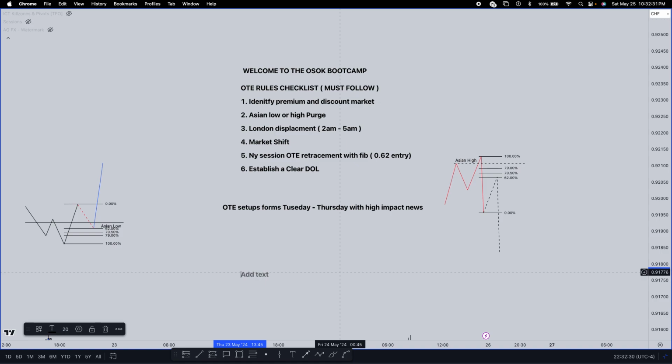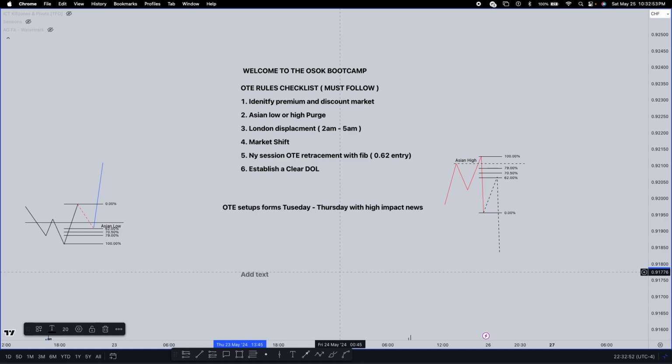So if you come to your charts and you don't see Asian high or Asian low purge, move to another pair or come back the next day. So you see how easy that is for you to not get caught up in stupid trades, breaking your rules. If Asian low or Asian high is not purged, you have no business on the charts, or no business trading that pair.